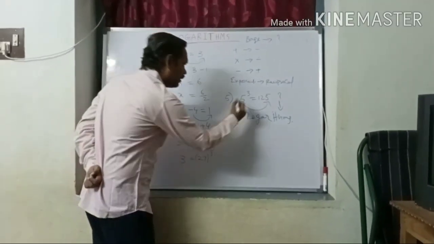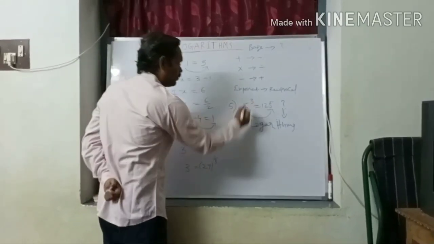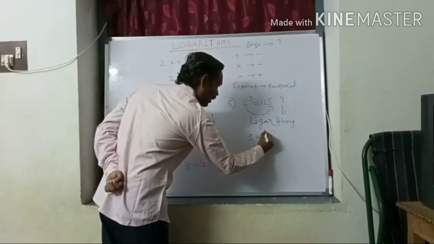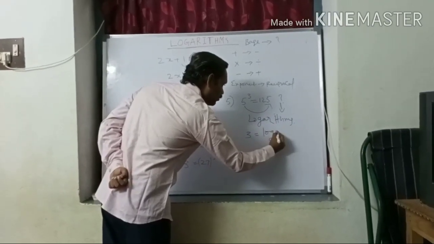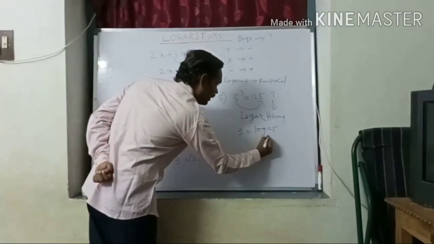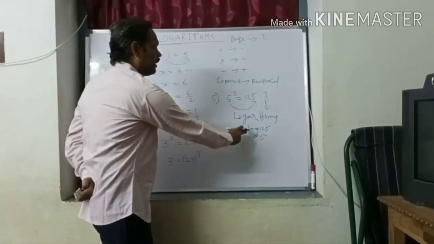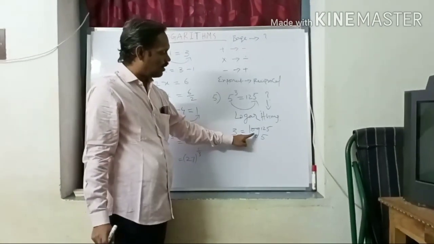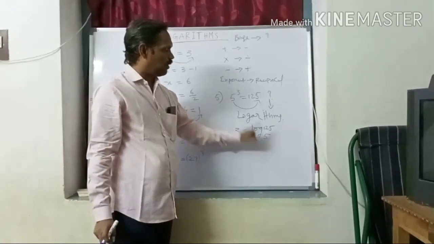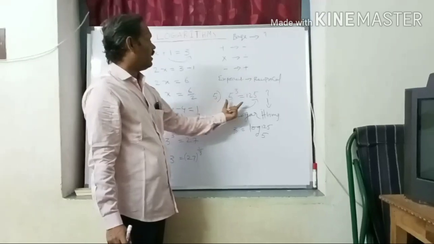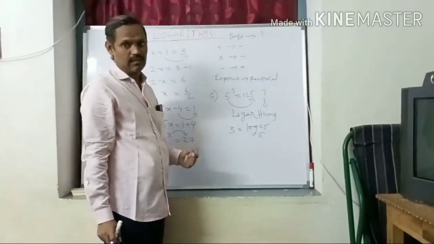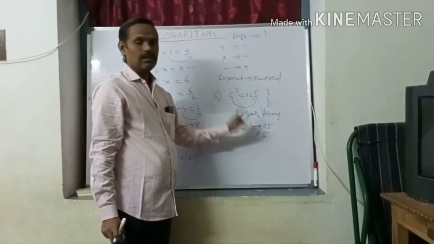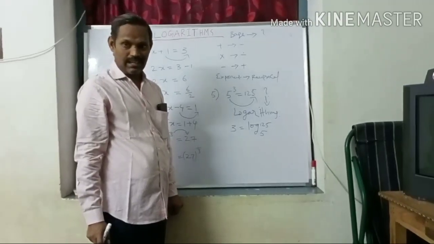So how can we write? If the base is transposed, the exponent should be kept in LHS only. Therefore 3 is equal to, we should write like this: log 125. This 5 can be written here only. So this can be read as log 125 base 5. So in any exponential equation, if the base is transposed to another side, the base becomes a logarithm. It is converted as a logarithm.